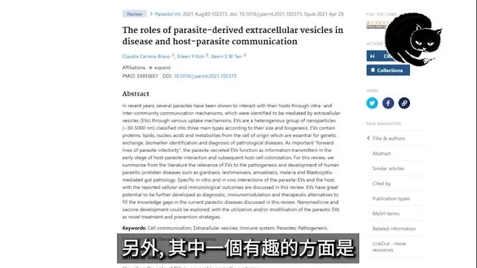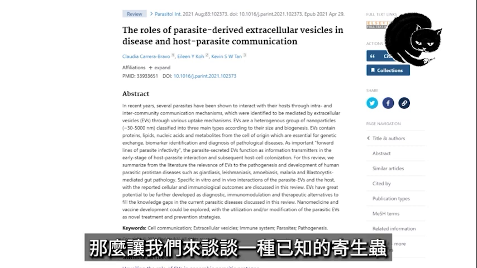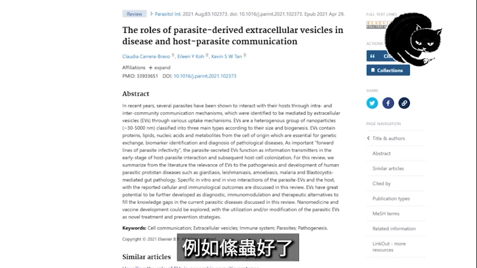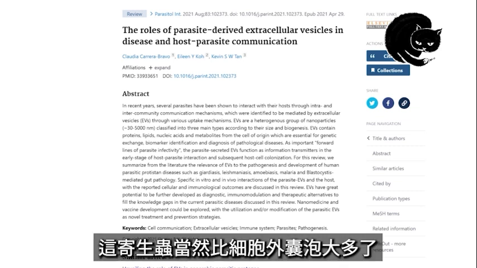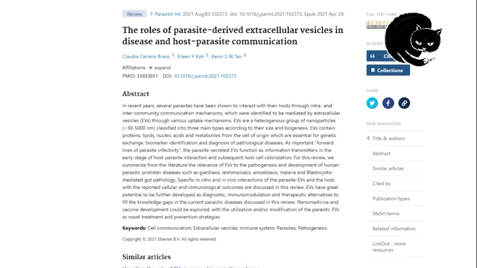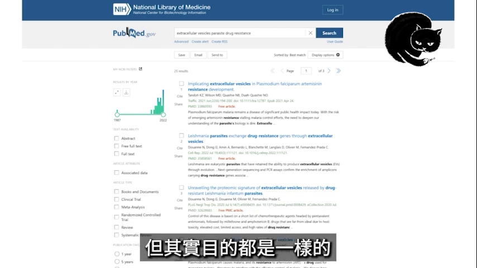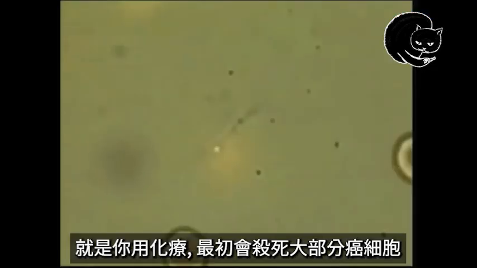But anyway, one interesting aspect of this is that they know that parasites themselves, so let's talk about a known parasite like some tapeworm or something. They know that actual parasites, which of course are much, much, much larger than these extracellular vesicles, can release extracellular vesicles. But they're also carrying the information about which drugs to be resistant to.